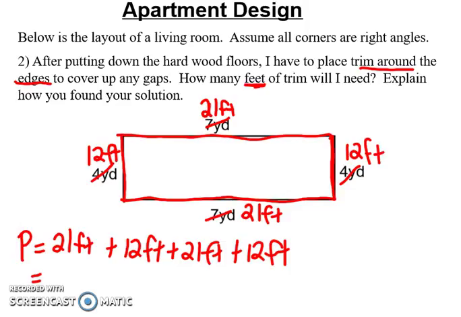Just like if I'm trying to add variables, I can only add the same variable. Same thing happens with units. I can only add them if they have the same unit. So when I add my 4 numbers, I get that my perimeter is 66 feet. That's how much edging trim I'd have to buy.